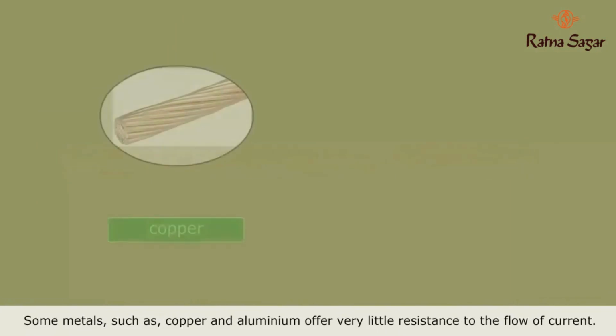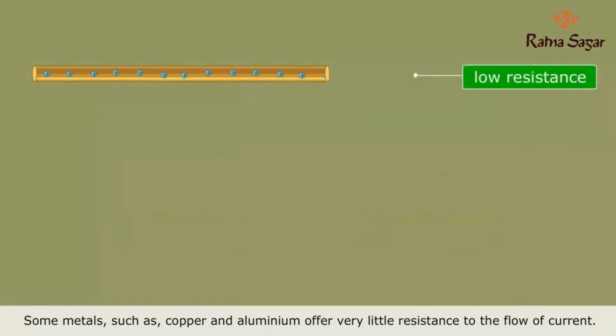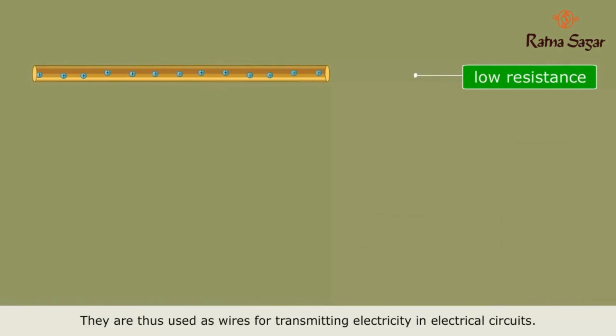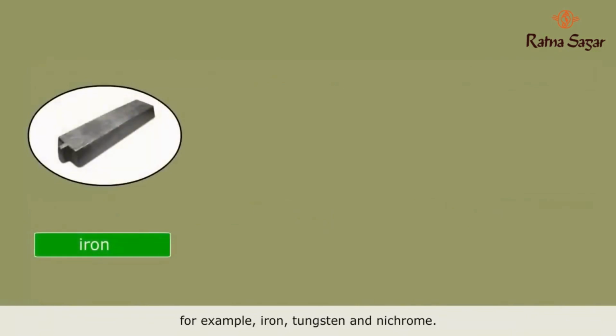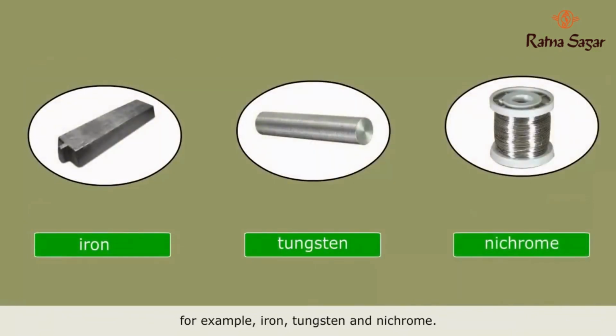Some metals, such as copper and aluminium, offer very little resistance to the flow of current. They are known to be good conductors of electricity. They are thus used as wires for transmitting electricity in electrical circuits. Some other metals and mixtures of metals offer relatively higher resistance to the flow of current. For example, iron, tungsten, and nichrome.